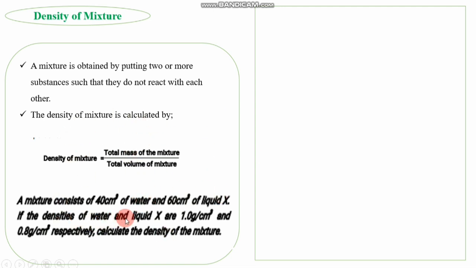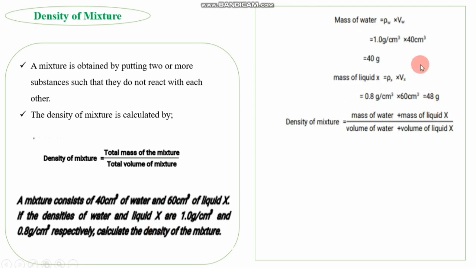So how do we calculate the mass? We have their respective densities. Therefore we just calculate the mass of each individual liquid, then we add those masses. So the mass of water will be equal to the density of water times the volume of water. The density of water is 1 gram per cubic centimeter, it's given. You multiply by its volume, which is 40. We get 40 grams. The mass of liquid X is given by the density of liquid X, 0.8, which is given here, multiplied by the volume of liquid X, which is 60. 0.8 times 60 is 48 grams.